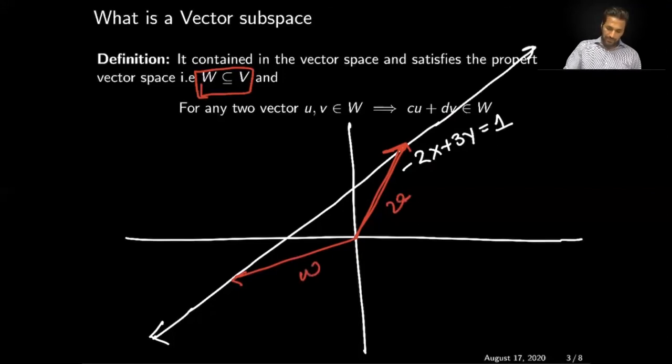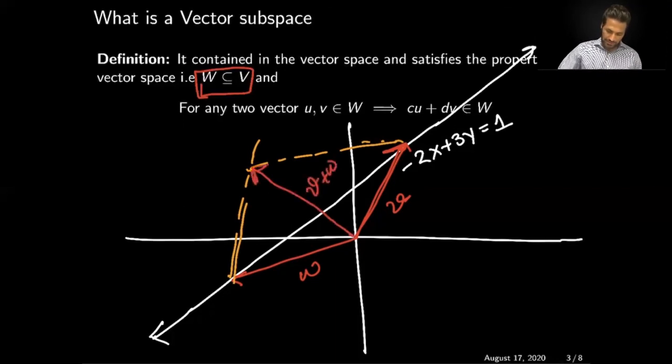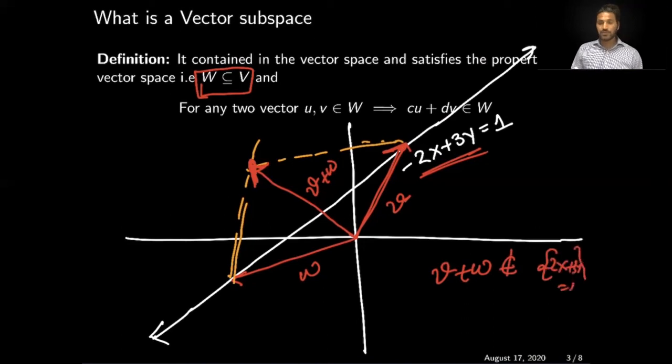And if I complete the parallelogram, you are going to see that this is the parallelogram. The addition of these two vectors is going to be the diagonal vector of this parallelogram. This is going to be v plus w. As you can see, the head of this vector is no longer on this line. So it means v plus w is not in that set, 2x plus 3y is equal to 1. Therefore, it does not satisfy this property. If you take two vectors, the addition is going to be outside of this set.